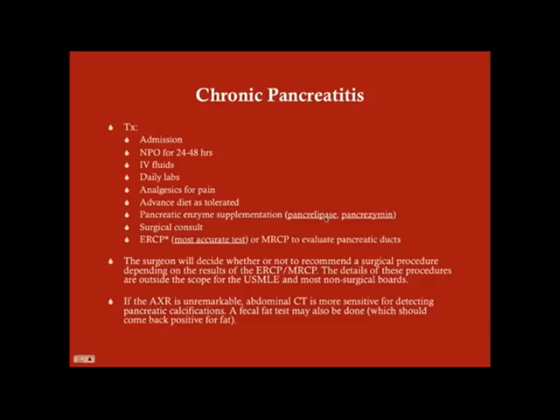There's various preparations of this. Pancrelipase is the one that I've mostly seen. There's another one called pancreazymin. And then a surgical consult. The reason you want that surgical consult is before you discharge them, once their pain is gone, you're going to get an ERCP or an MRCP on them to evaluate their pancreatic ducts. The reason you do that is because the surgeon is going to decide whether or not he or she wants to do a procedure. And the procedure can ameliorate future symptoms.